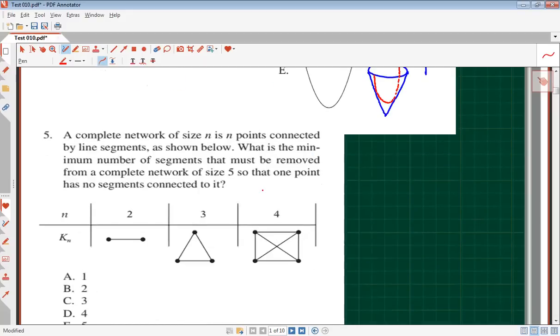Question number 5. A complete network of size n is n points connected by line segments. What is the minimum number of segments that must be removed from a complete network of size number 5 so that one point has no segments connected to it? That means we need to isolate a point.